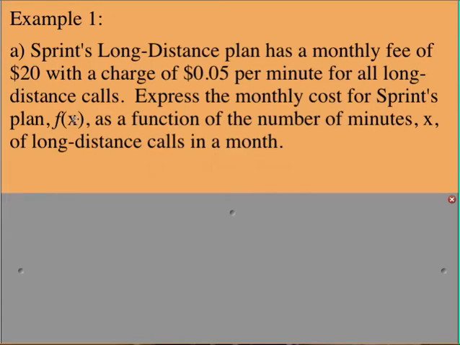So f of x is going to be like our y, and then we're going to have equals, and it says that we are charged a monthly fee of $20 with a charge of 5 cents per minute. Well, since x represents our minutes, it's going to be 5 cents or 0.05 times x, and then plus 20. That would be our y-intercept. Sometimes people would think that the 20 should be multiplied by something to represent the months, but since this represents a month already, a monthly cost, we don't have to have 20 times each month.